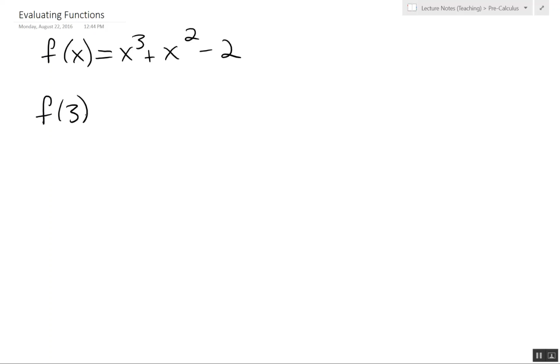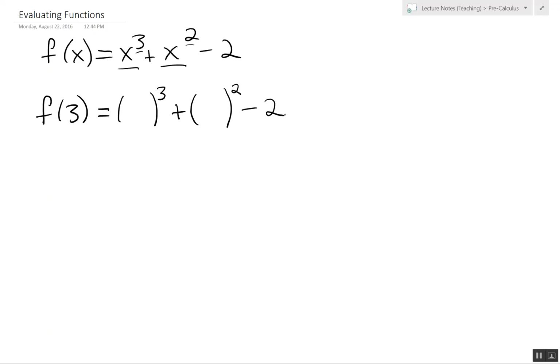So what I tell my students is that everywhere you see a variable, you should put a parentheses. So here I have an x, so I should put a parentheses. Then the cube, the exponent, goes outside the parentheses. Plus, and again I have another x, so I'll put another set of parentheses. The squared, again, will go outside those parentheses. And then the minus 2 doesn't have any x's, so it just comes along for the ride.